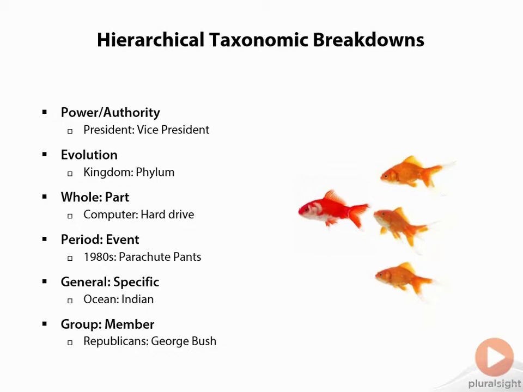The other thing you can do is general to specific. So is it an ocean, or is it the Indian Ocean? Or it's a group and a member. It's Republicans and George Bush. The goal here is just to give you some ideas for ways that you can break down information, because sometimes I think we get stuck knowing only departments and subdepartments and so forth. This just gives you a different idea of how to break things down.